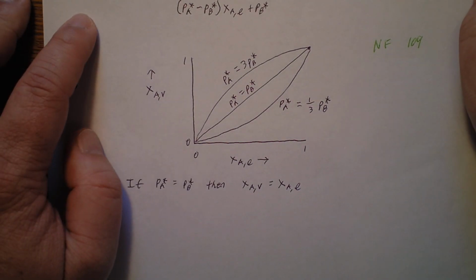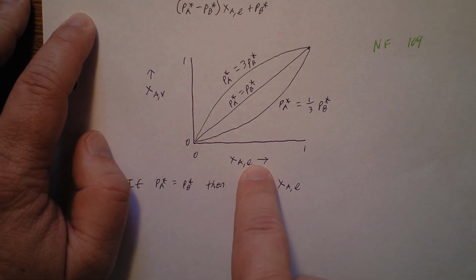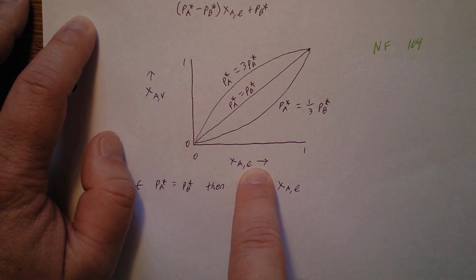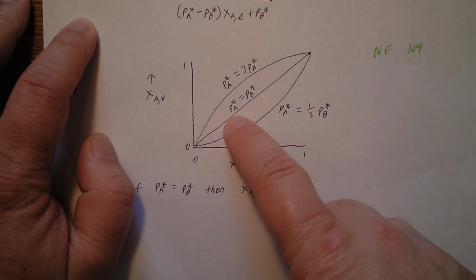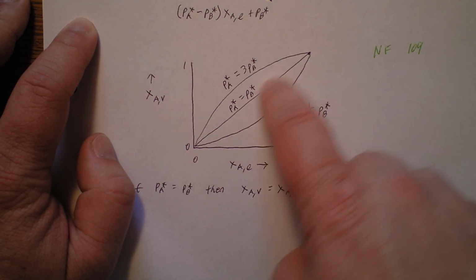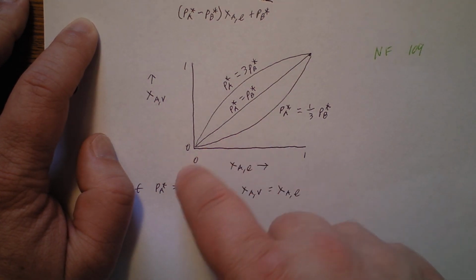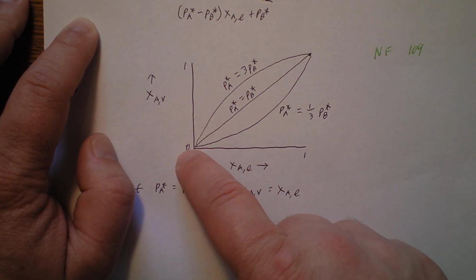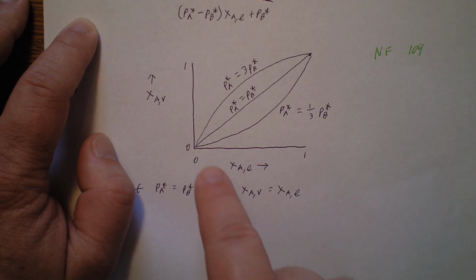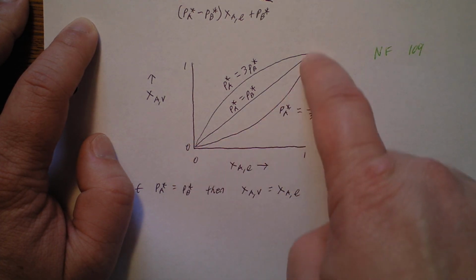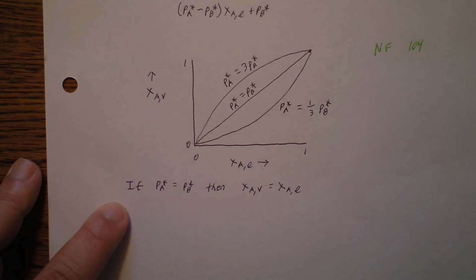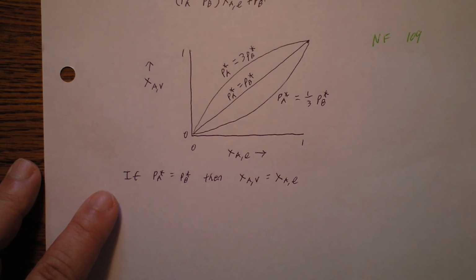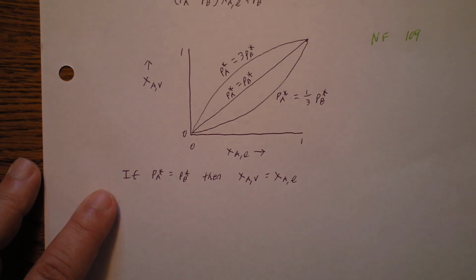Here's another graph then. So we've got the mole fraction of A in the liquid here versus mole fraction of A in the vapor phase. Now, if PA star happens to match PB star, it looks like it'll be kind of a straight line. Now, if PA star is greater than PB star, it'll bulge up this way. But if PA star is less than PB star, it'll bulge down this way. Now, if PA star is equal to PB star, then the mole fraction of A in the vapor phase is equal to the mole fraction of A in the liquid phase.